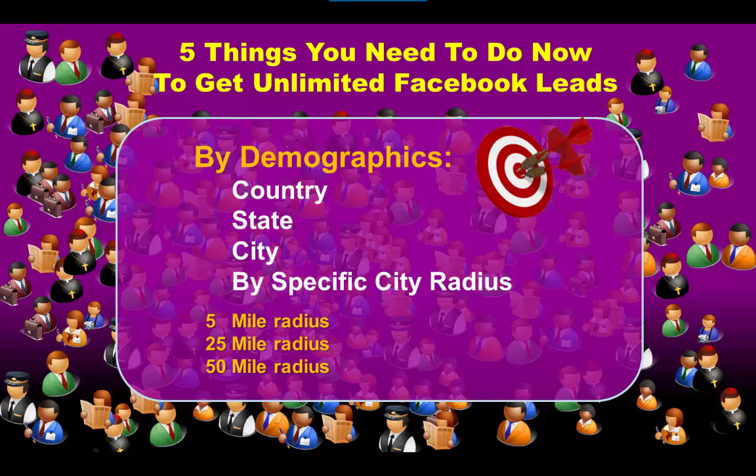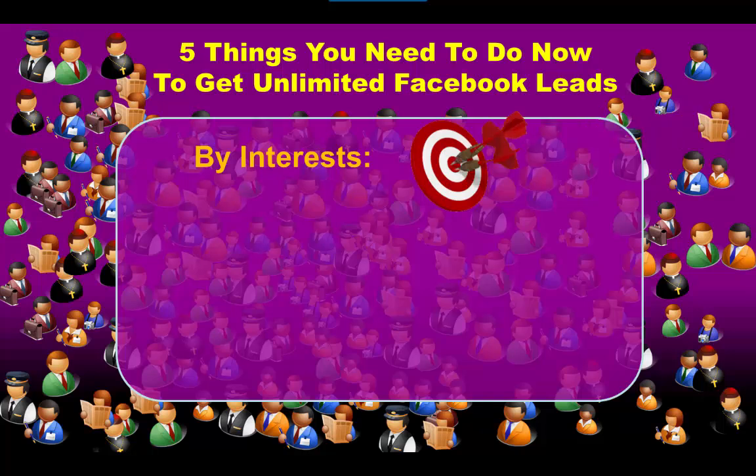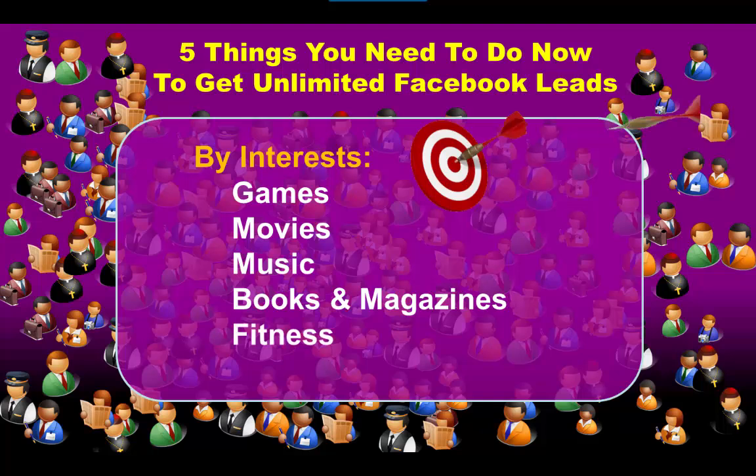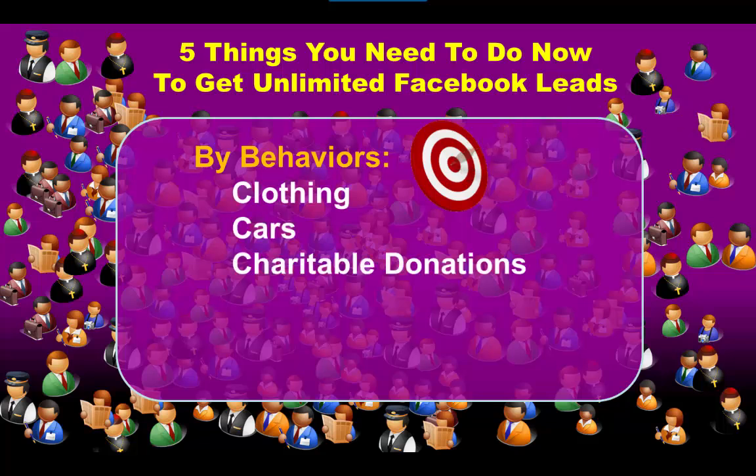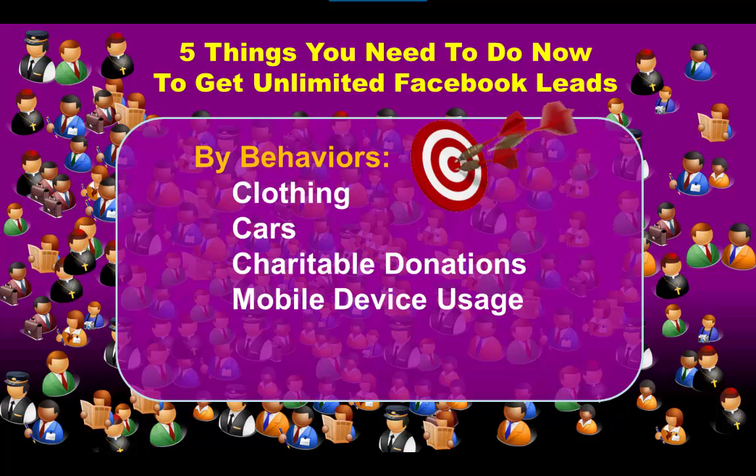You can target based upon things people are interested in. I mean, what kind of games are they interested in? What kind of movies are they interested in? What is their music interest? Books and magazines and fitness, food, drinks. You can actually target based upon how people behave, like what type of clothing they buy or the cars they drive. Do they contribute to charitable organizations? How they use their mobile device.